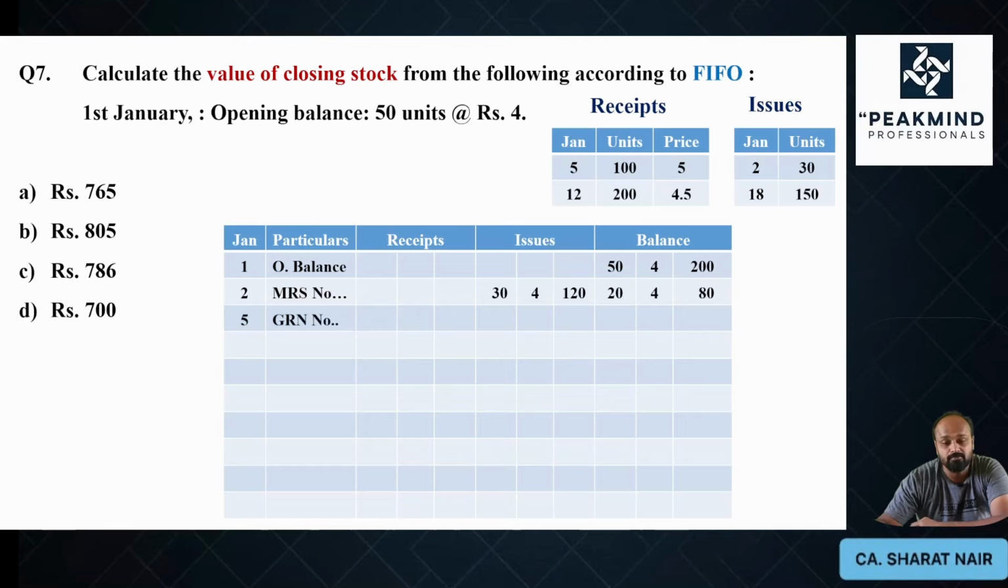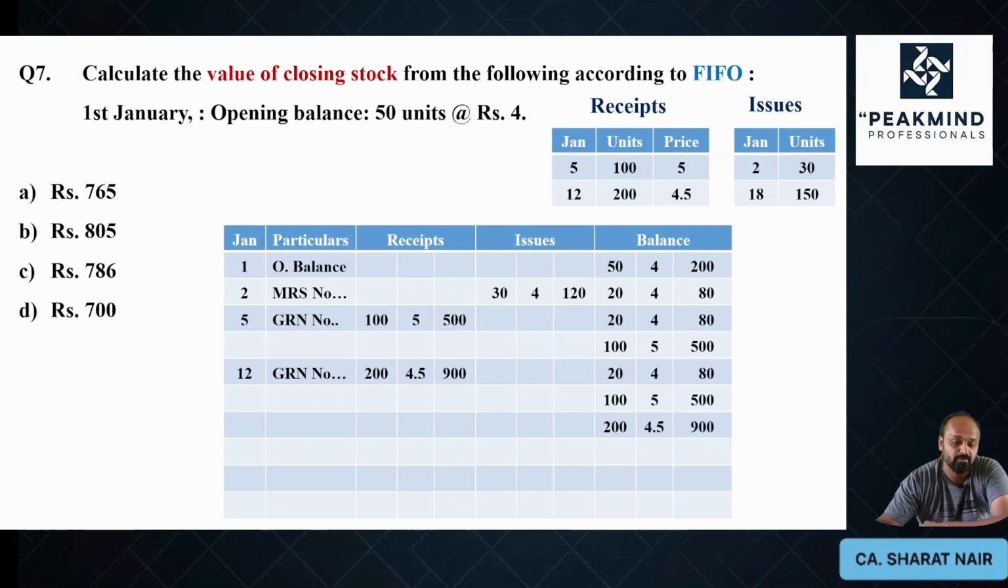Next, on 5th January, the material comes into the stores. So we will write the goods receipt note number, 100 into 5, which is 500. In the issue column we write nothing. And in my godown there are now two price stock items, which is 20 at 80 as well as 100 at 500. Then on January 12th, again a goods receipt note number, which means further material is coming into the godown, 200 quantity at the rate of 4.5, which comes to 900. So now in my godown, 3 lots of different prices are there. One is 20 quantity purchased at 4, 100 quantity at the rate of 5, and now 200 at the rate of 4.5.